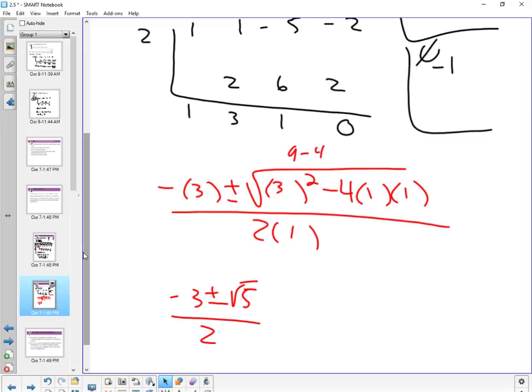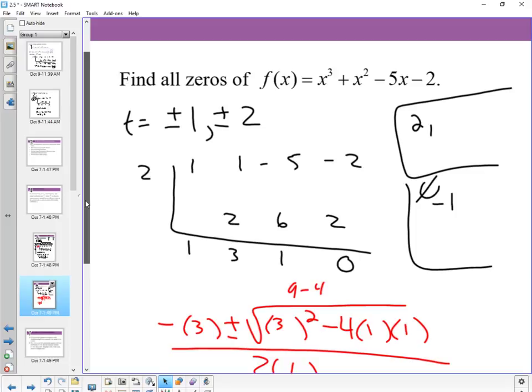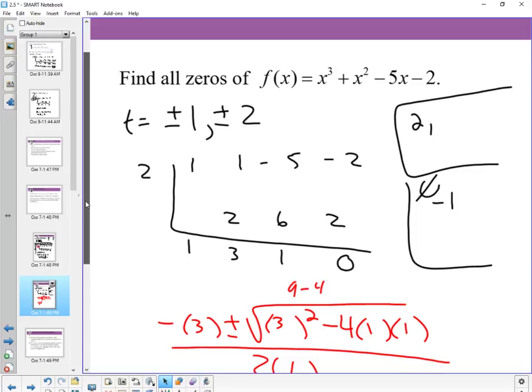Why doesn't it work? Because in order for it to be imaginary, the square root would have to be a negative. That's bothering me. Did we have it in order? Solutions is 1. Yeah. 3, 2, 1, none. 1, 1, negative 5, negative 2.